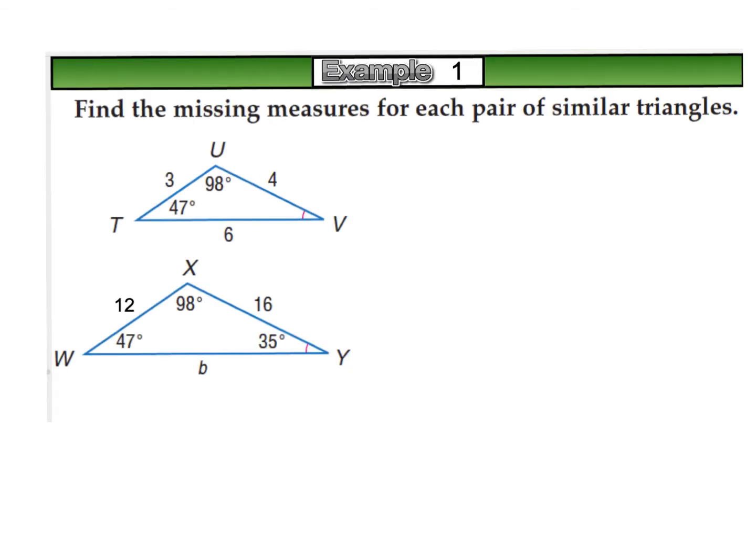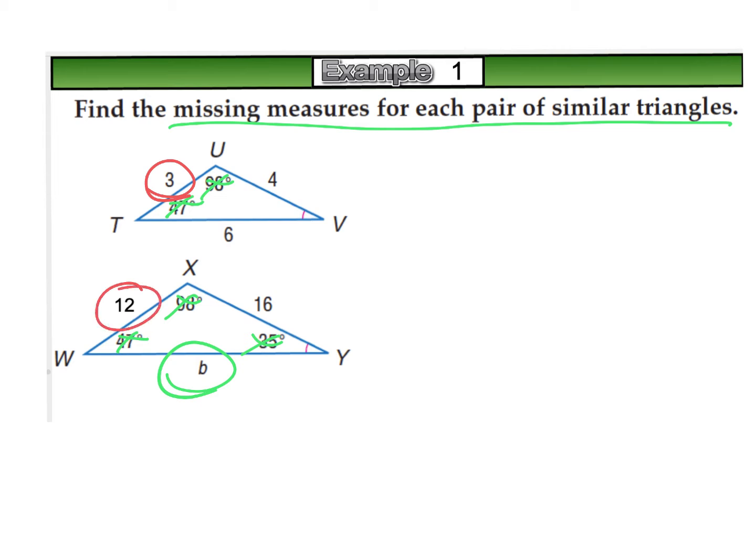And the fact that they are proportional, that's the part we're going to be working with. So we have two triangles here, and we need to find the missing measures for each pair of similar triangles. I'm not worried about the angles, so don't worry about those. I'm looking for letter B, the side that we're missing. So I'm going to look at corresponding sides. 3 corresponds with 12, 4 corresponds with 16, and 6 corresponds with B.